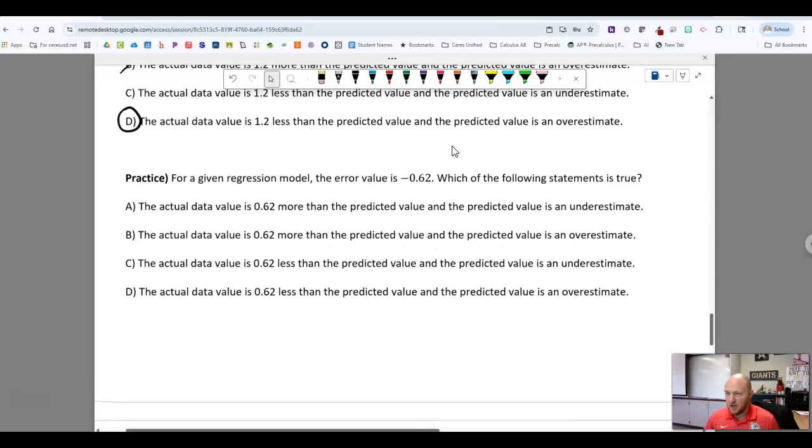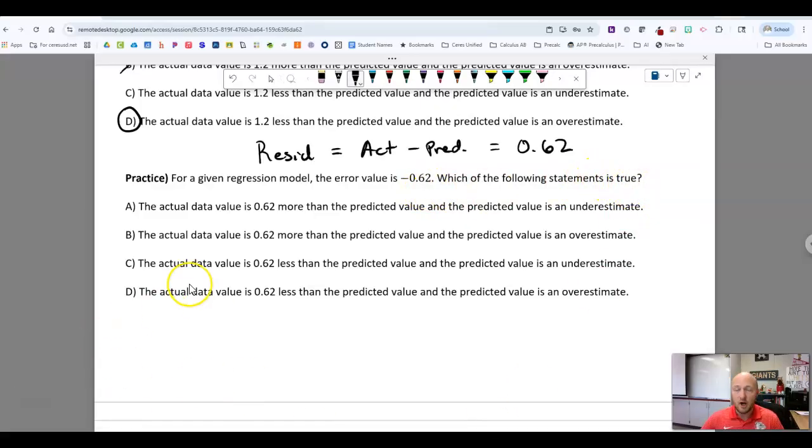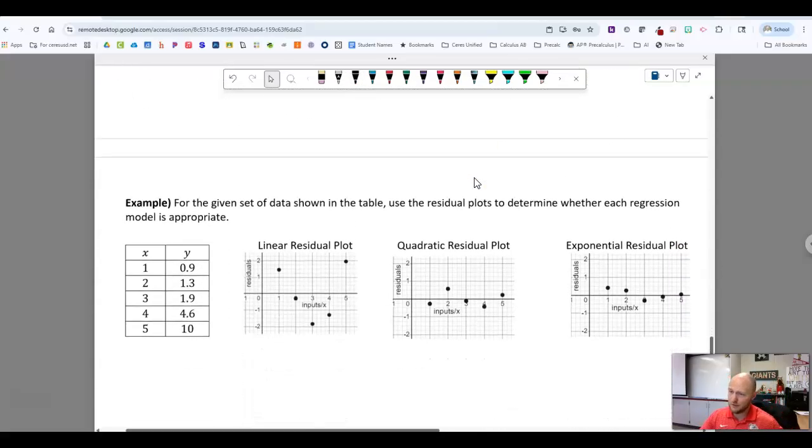Okay. Now the last one. Try this example here. For the regression model, the error value is negative 0.62. Which of the following statements is true? Okay, remember, I told you RAP is my bread and butter. Here I have residual is equal to actual minus predicted. I don't use error. I just know that residual is the opposite. So I put, again, back my residual 0.62. So what's true? Well, we're going to be 0.62 more, and that means that your prediction was an underestimate. Answer was A. Did you get it? Hopefully you did.